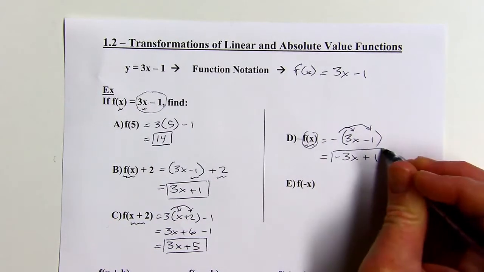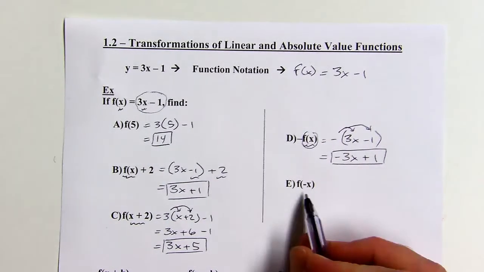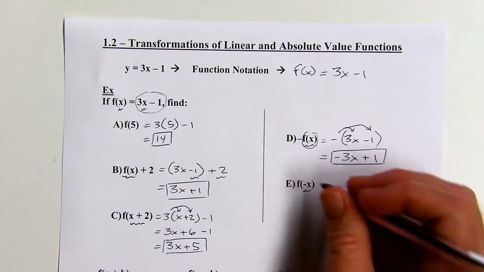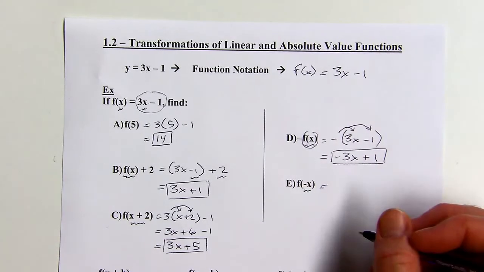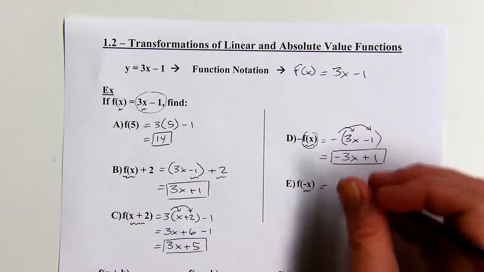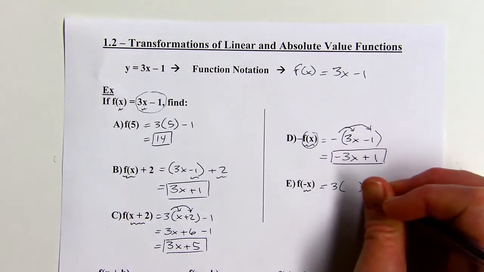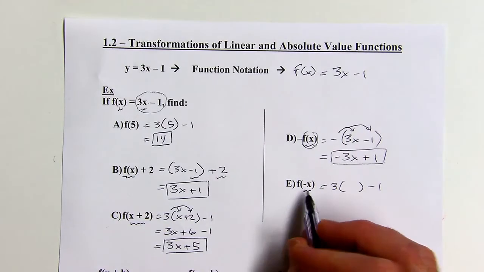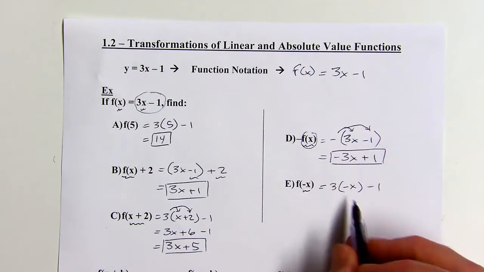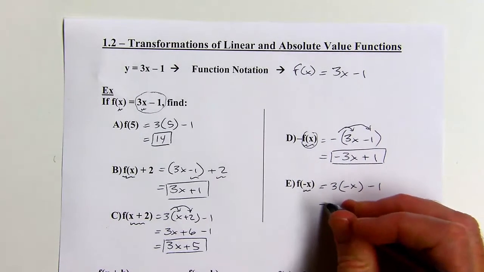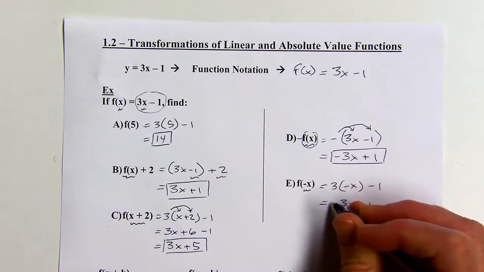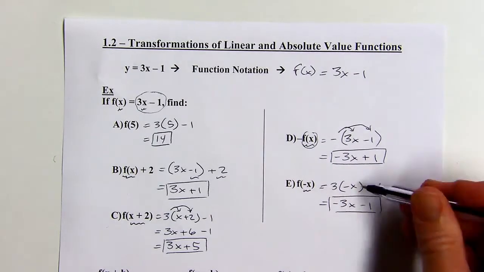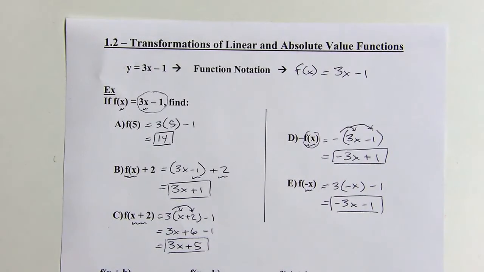Okay? And then here we're taking the opposite of the input. So I'm going to change the input to negative x. So 3 times something minus 1. My something is going to be negative x. And then when I simplify this, 3 times negative x would be negative 3x. And there we go. So I just replaced the x with negative x on that last example.